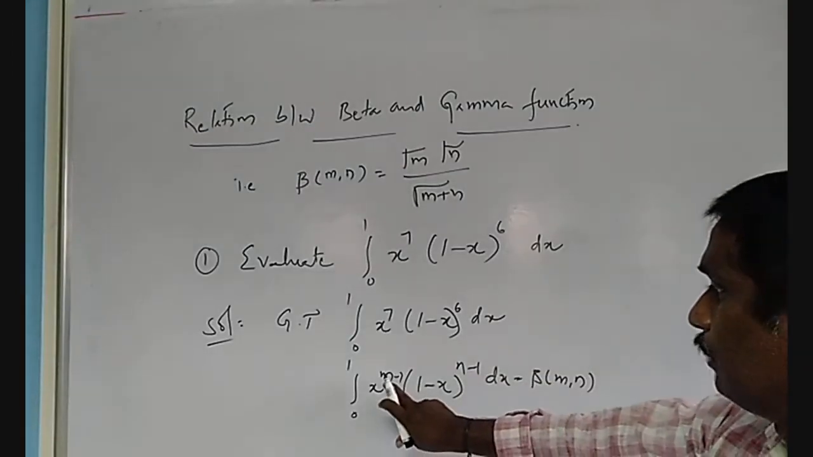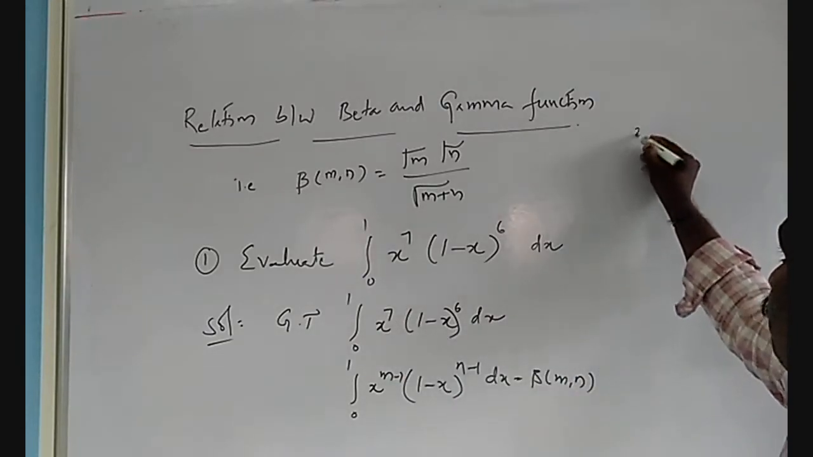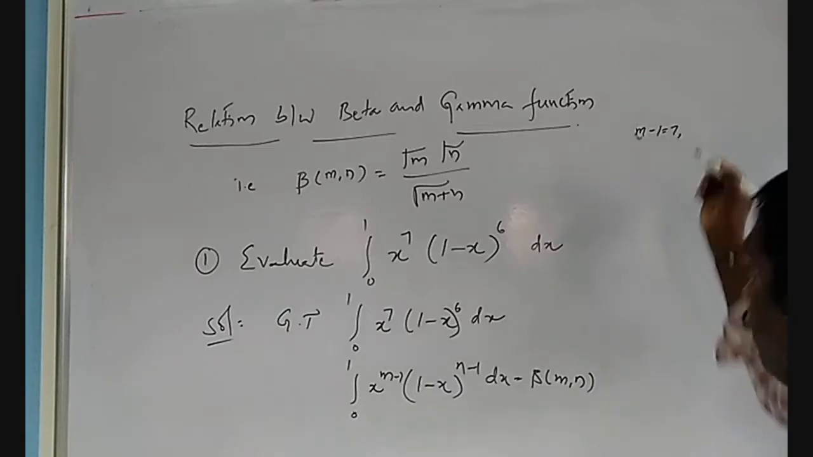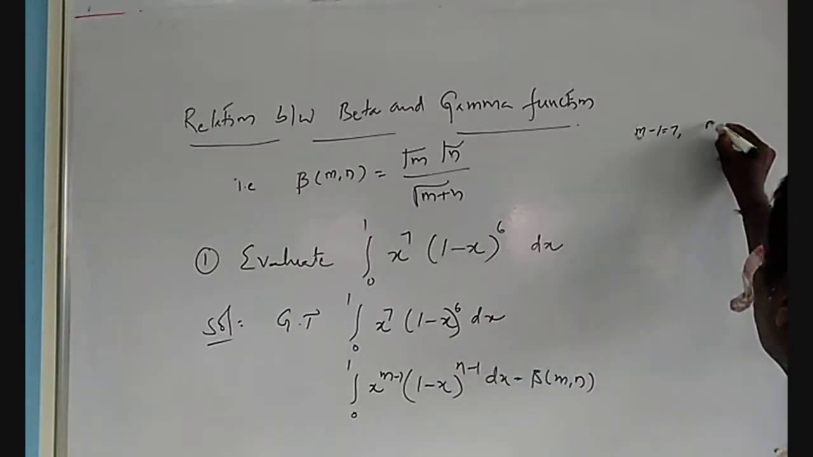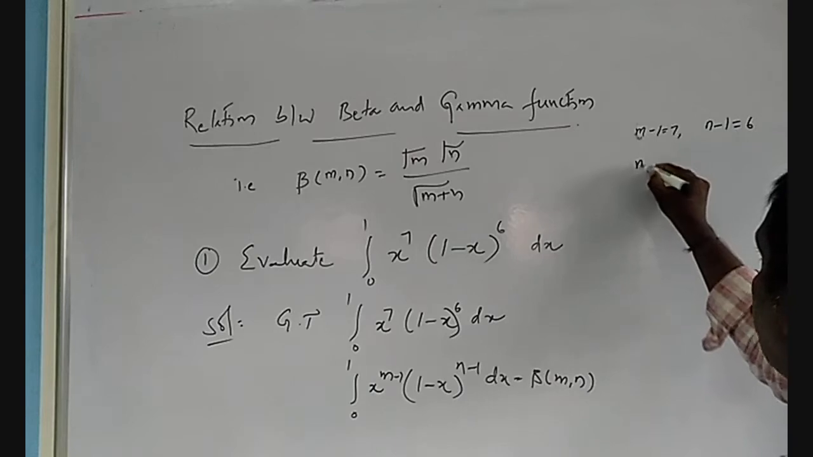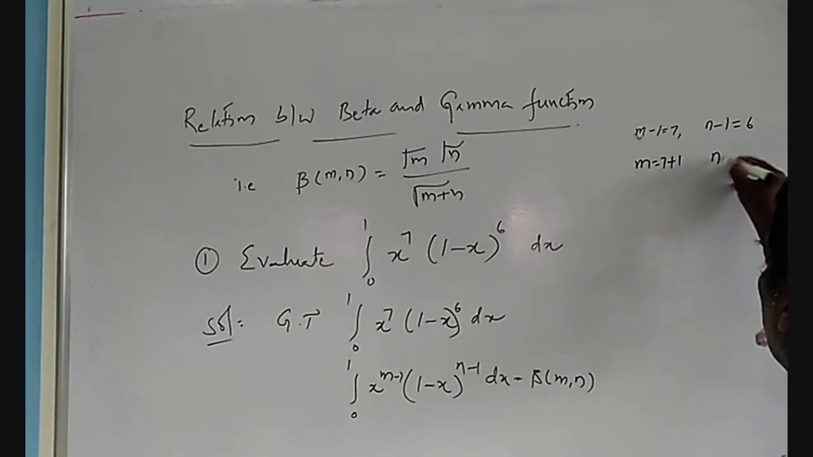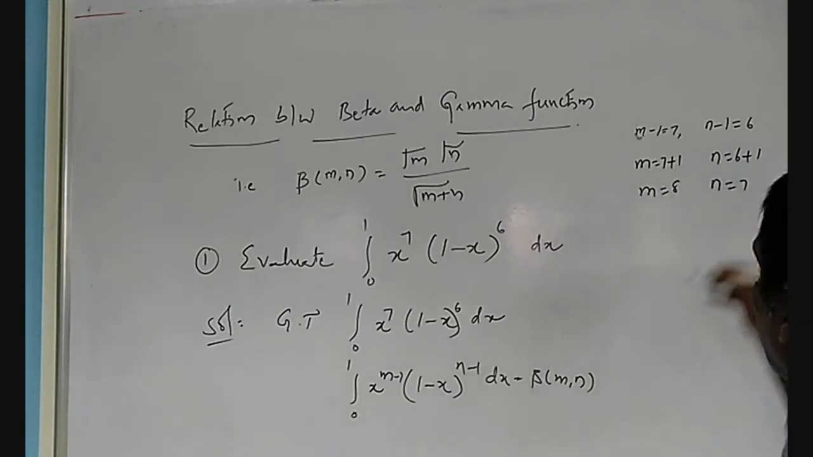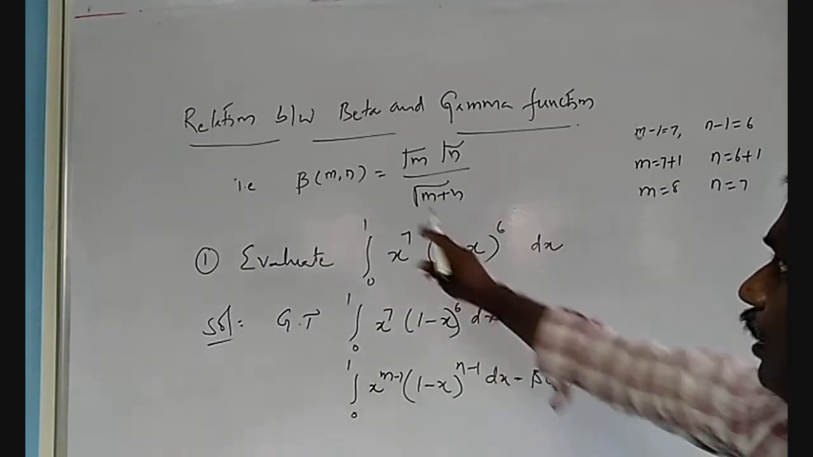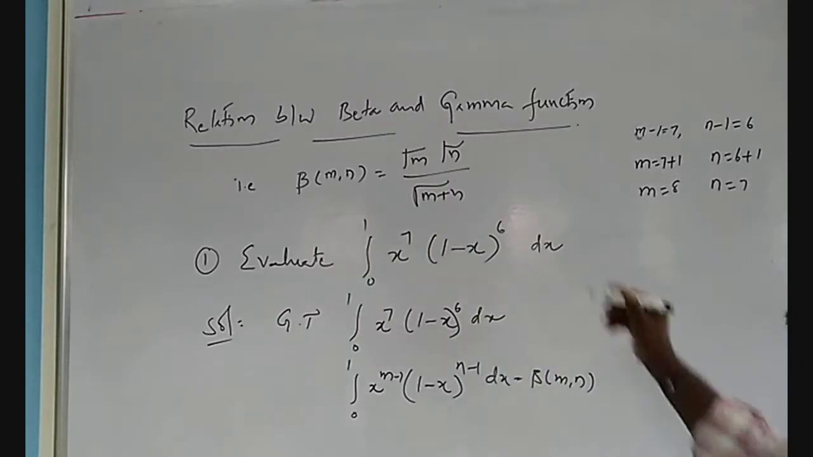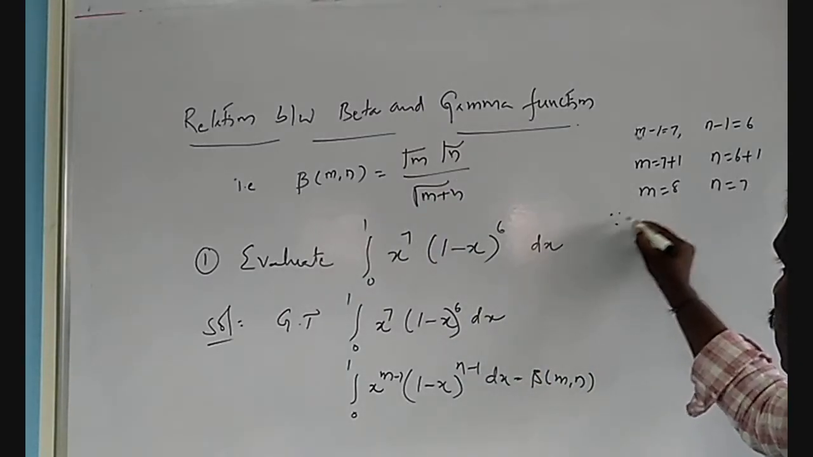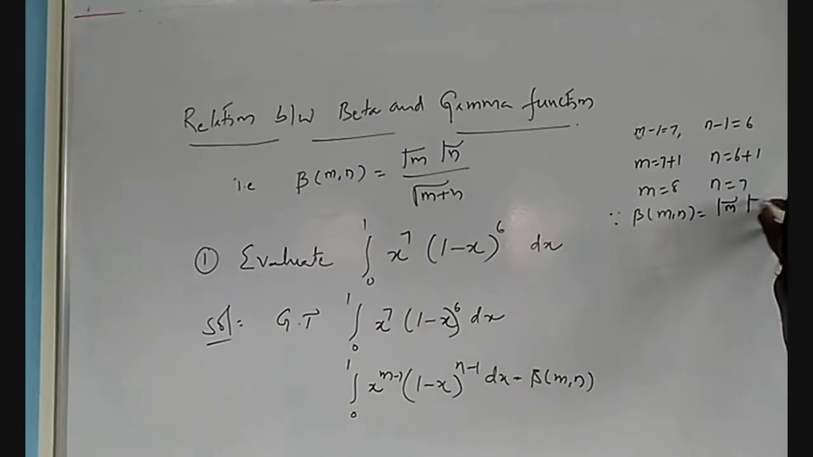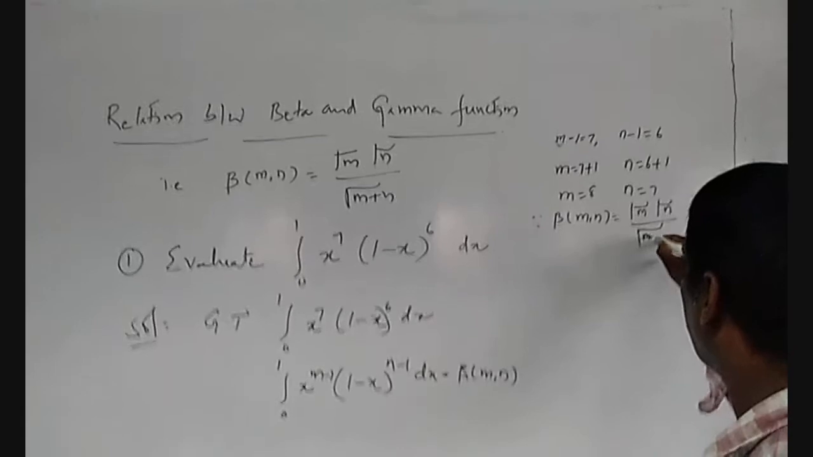Now comparing, m minus 1 equals 7, n minus 1 equals 6. So m equals 7 plus 1, n equals 6 plus 1; m equals 8, n equals 7. Now apply the relation between beta and gamma function. Since beta of m comma n equals gamma m into gamma n by gamma of m plus n.